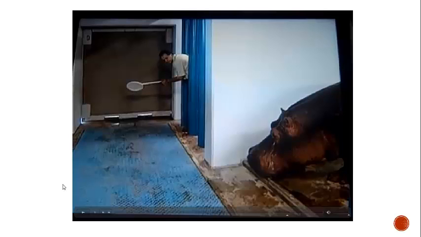The reward is food. After doing this a number of times, just by clicking the clicker, the hippo will learn to just open its mouth. This is going to allow the trainers to look at things like the condition of the hippo's teeth.